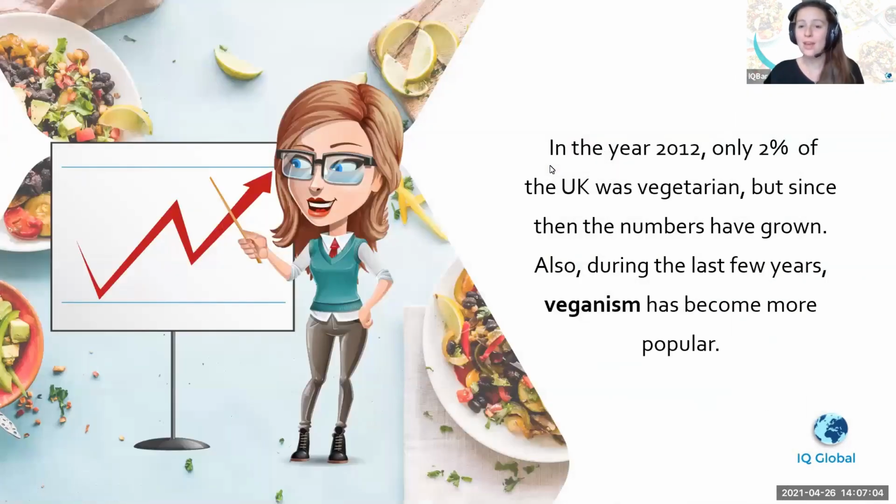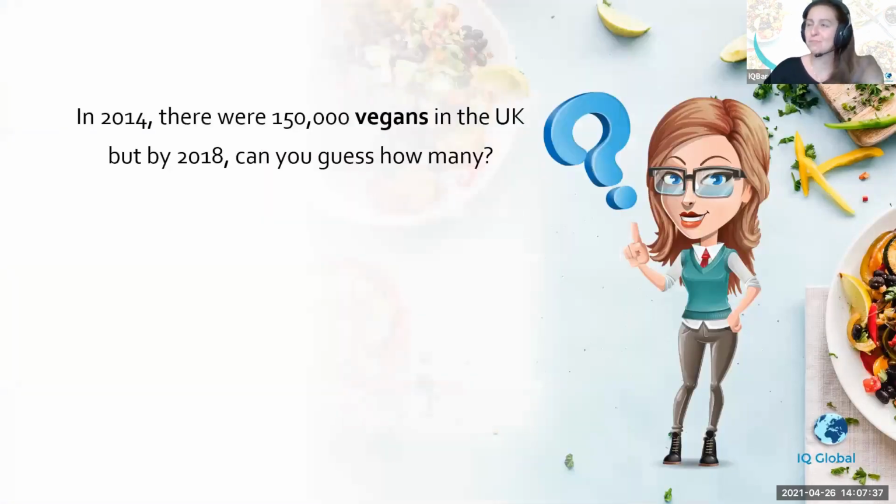Awesome. So in the UK, in the year 2012, only 2% of the UK was vegetarian. So that's actually quite a small amount. But since then, the numbers have grown. Also, during the last few years, veganism has become more popular. So remember, vegans do not eat any dairy products, whereas vegetarians do. So in 2014, there were 150,000 vegans in the UK. But by 2018, can you guess how many there were?